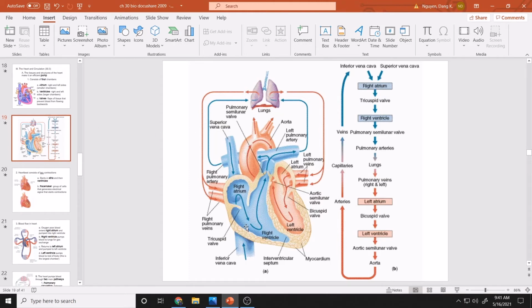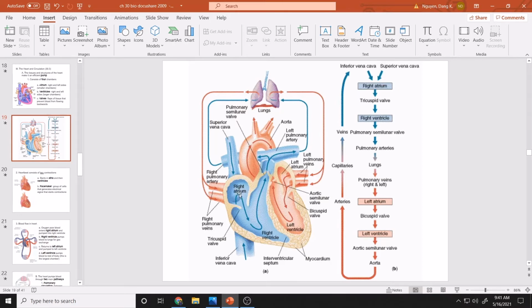So the blood is received in the right atrium. Again, there are four chambers in your heart. You have the right atrium, the right ventricle, the left atrium, and the left ventricle. So those are the four chambers of the heart. The blood is going to flow in this way in the right atrium.